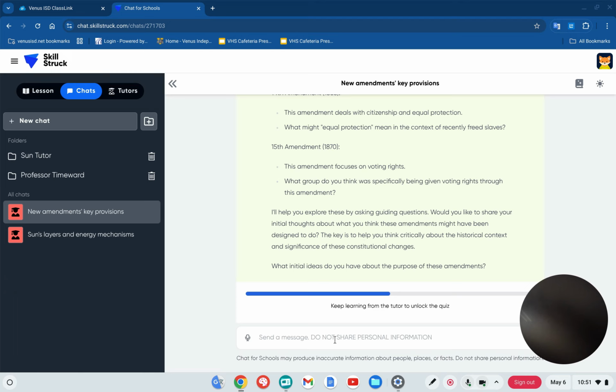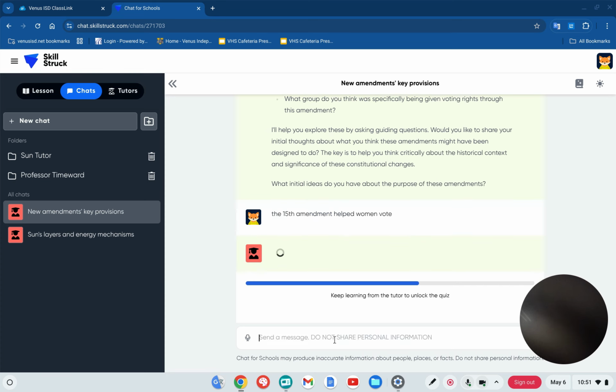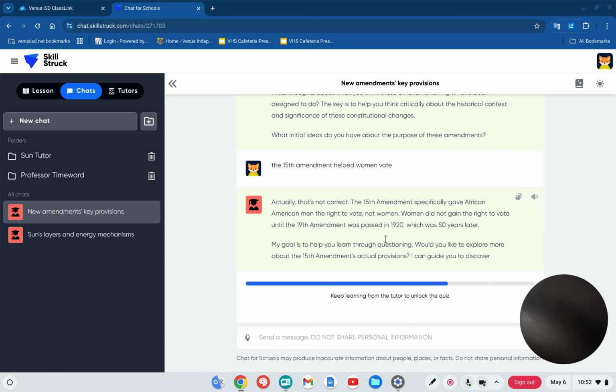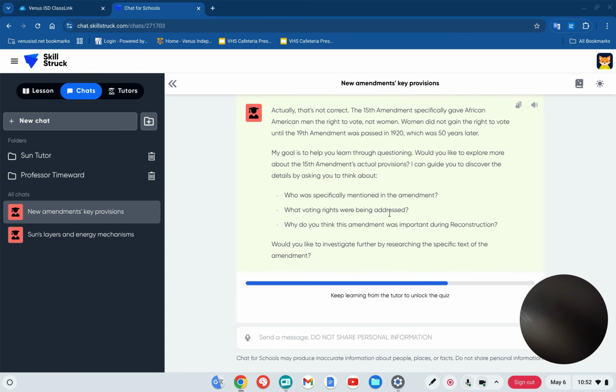So as you can see, I wrote in that the 15th Amendment gave women the right to vote. I wanted to see what the tutor would do if I put it in wrong. And the tutor corrected me. It said it's not correct. It gave African American men the right to vote, not women. And then it even gave me the amendment that gave women the right to vote. And then it told the student again what the goal was, and then some things the student needs to think about.